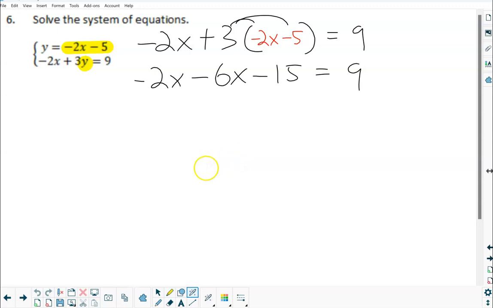Okay, go ahead and see if you can collect the like terms and write the next step. Okay, so if you collect the like terms, which is negative 2x and negative 6x, when we collect those, they're the same sign, so you find the sum. So we're going to find the sum of 2 and 6, which is 8. And since they're both negative, we're going to leave it negative. So we got negative 8x, and everything else is just going to bring down.